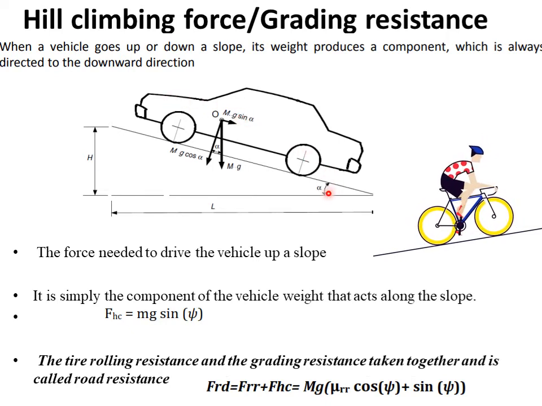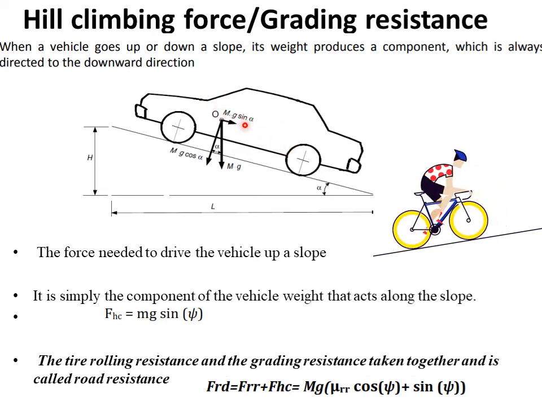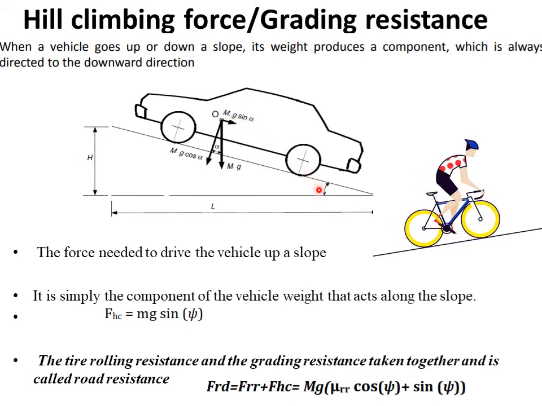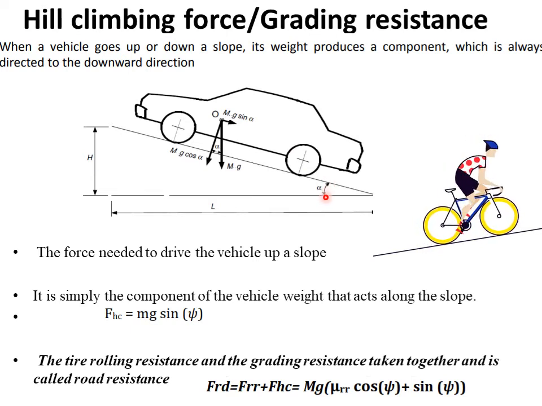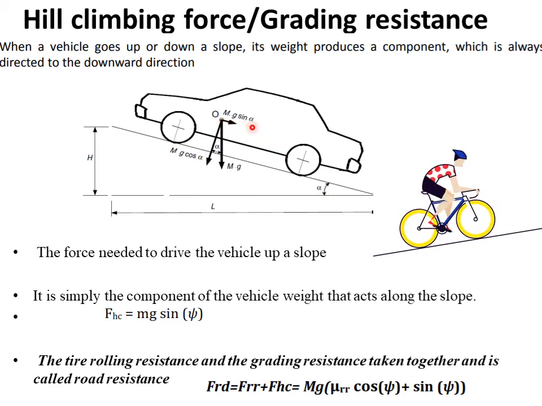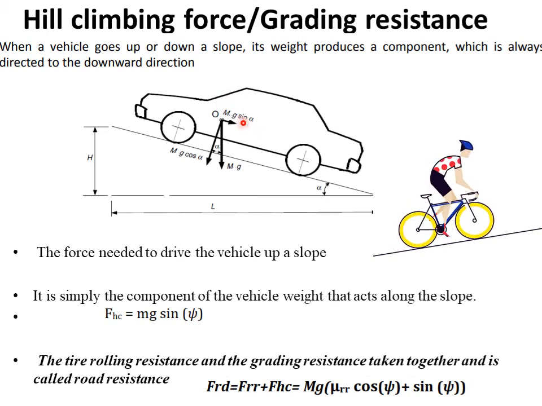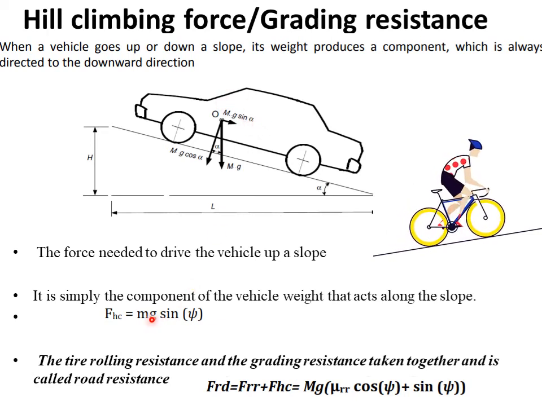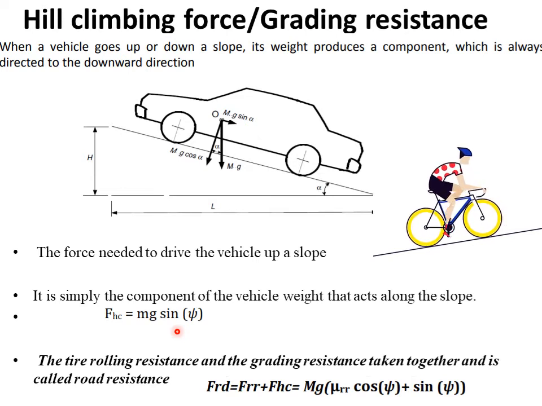And if the value of alpha is 0, the mg sin alpha term disappears, it becomes 0. So this component occurs only if the vehicle is moving on an inclined surface. This inclination or grading of the surface causes a force opposing the motion of the vehicle, which is represented by mg sin alpha, and this resistive force is called the hill climbing force or the grading resistance force.